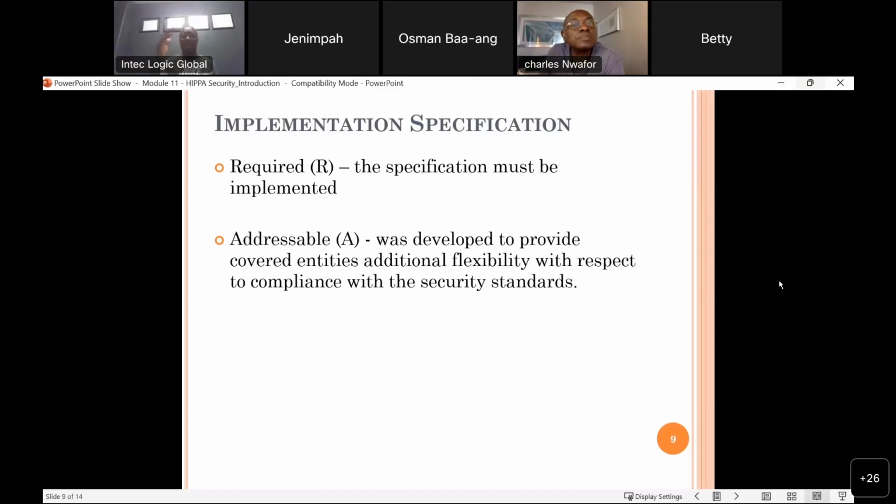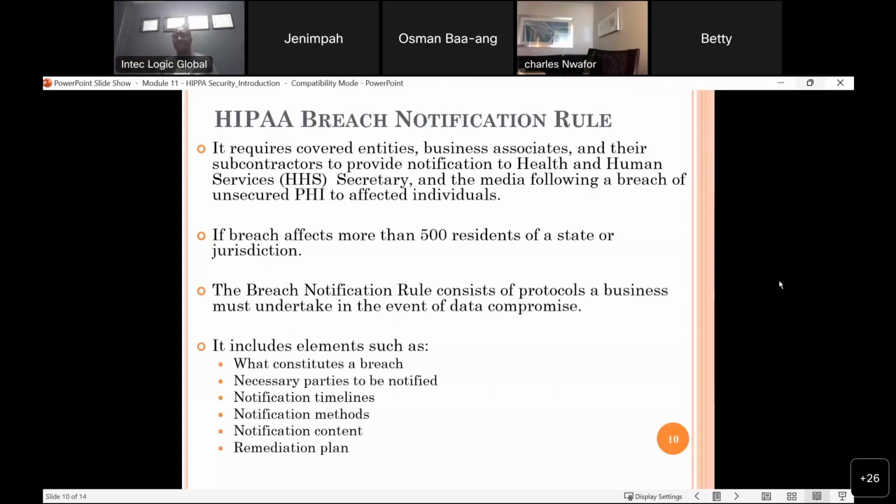Some of the standards, you see that I put R or A there. When the R is there, it tells you that this is required. If the A is there, it means it's what? Addressable. You have some leeway to look for an alternative control that will equally secure the system or the data we're talking about.